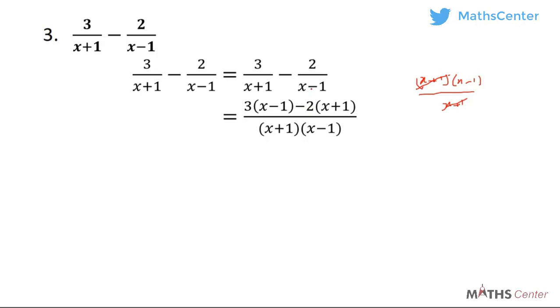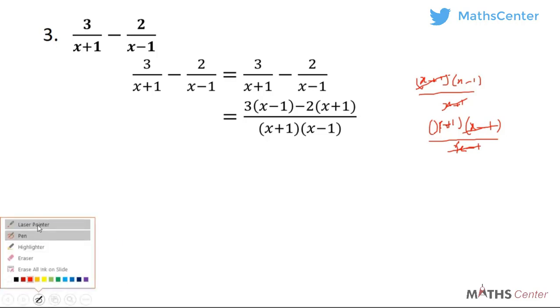Then you come to this side. When you come here, the denominator is x minus 1. So you are going to divide the LCM, which is x plus 1 in one bracket, x minus 1 in the other bracket, by x minus 1. You know that x minus 1 will cancel x minus 1, so you'll be left with only x plus 1. Then the numerator will multiply that, which is 2 times x plus 1. So you proceed with the expansion and you simplify as we have been doing all along.